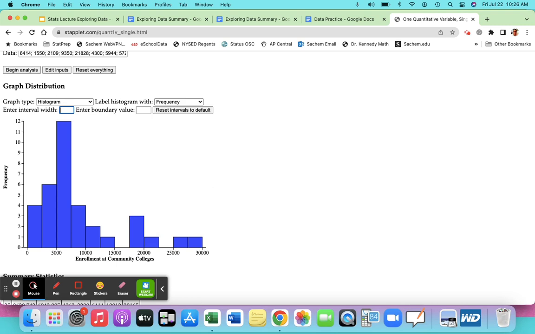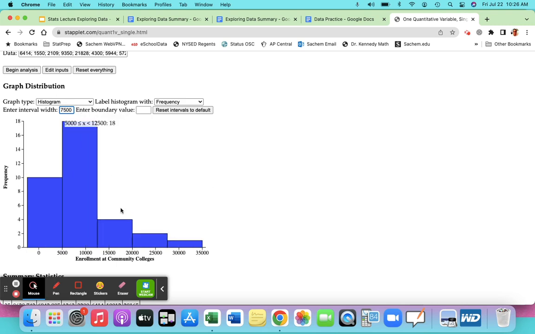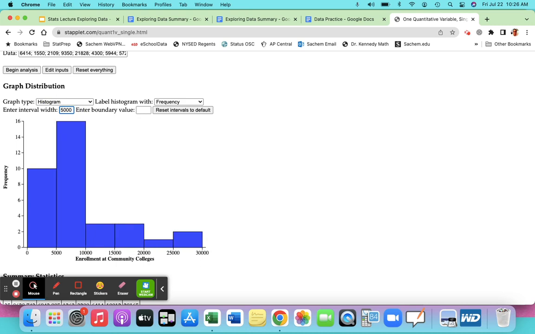And if you do fewer bars, let's say we wanted to count by 7,500, it's still kind of the same shape, just one fewer bar. So I'm going to stick with 5,000. I think that was kind of nice. All right, so that looks pretty good. But if you wanted to adjust, if you want to count by 1,000 or 5,000, enter the interval width. That's what you're counting by. And boundary value is where you start. It's starting at 0, which again is good practice.